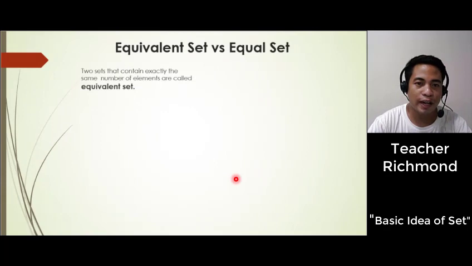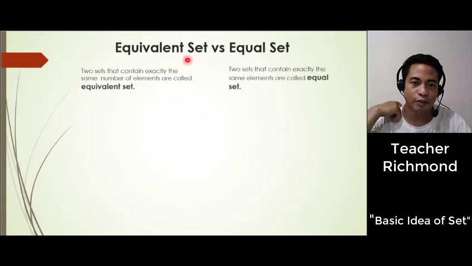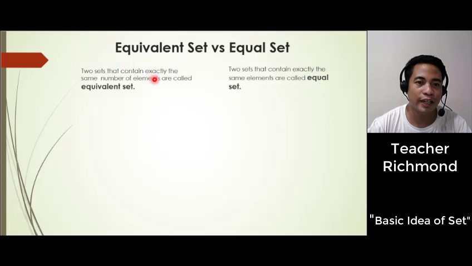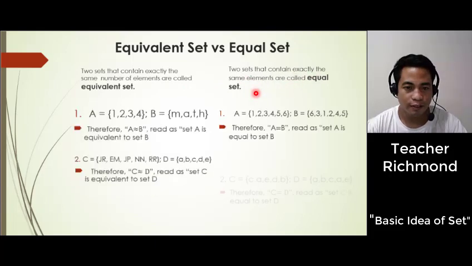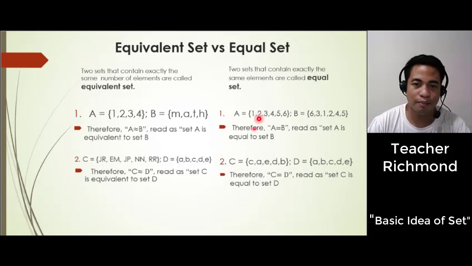If you are going to compare the two, equivalent sets versus equal sets: two sets that contain exactly the same number of elements are called equivalent sets. For equal sets, two sets that contain exactly the same elements are called equal sets. So, what's the difference? Equivalent sets have exactly the same number of elements. But equal sets contain exactly the same elements. Okay? So, these are the examples.